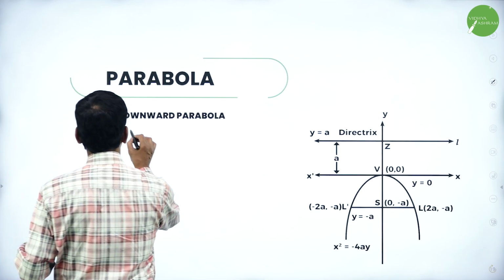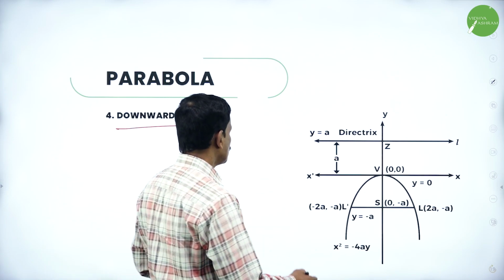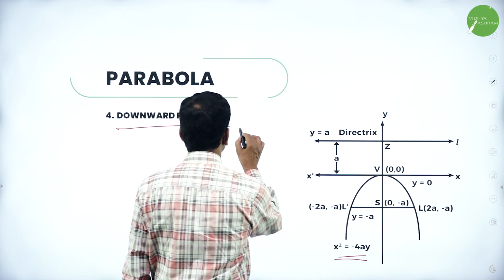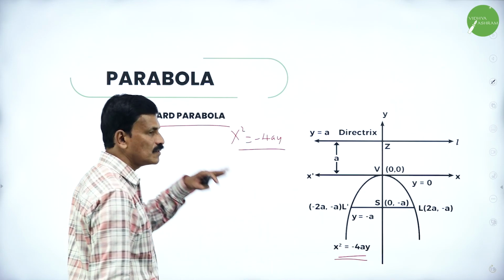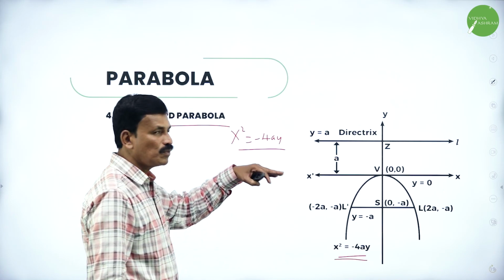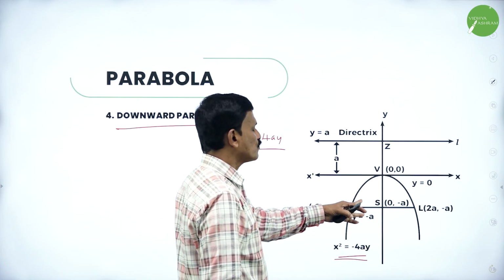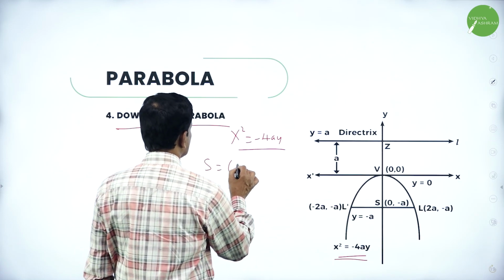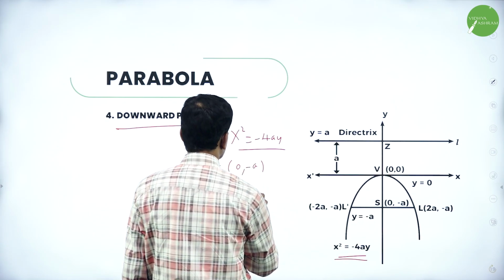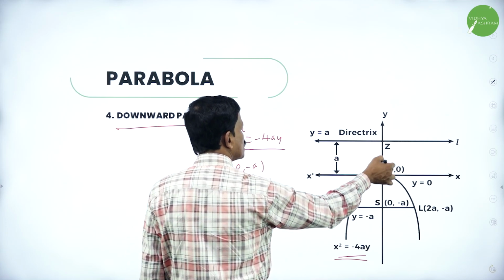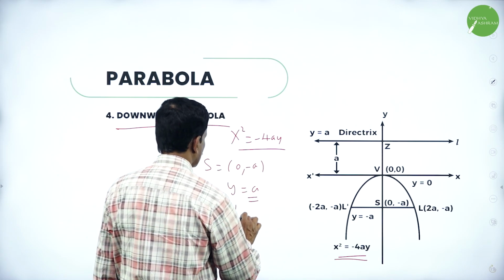Similarly, consider the parabola which is moving downwards. That is nothing but x square is equal to minus 4ay. So x square is equal to minus 4ay is the equation of a parabola opening downwards. For this, the same vertex is (0, 0) and the focus S is (0, minus a), and the directrix is y is equal to a. So y is equal to a is the directrix and focus is (0, minus a), and LL dash is the length of latus rectum.